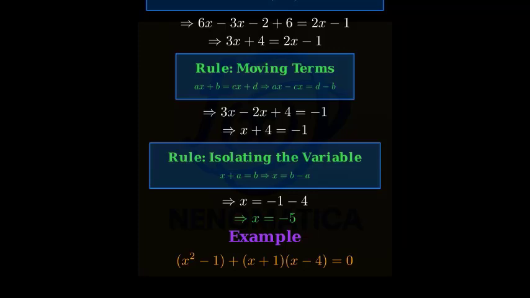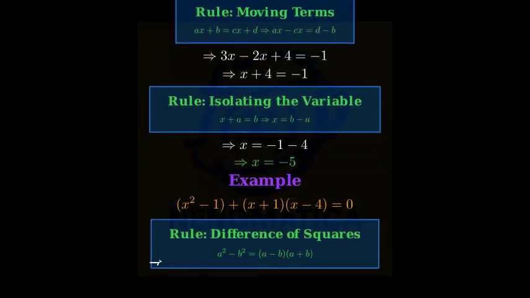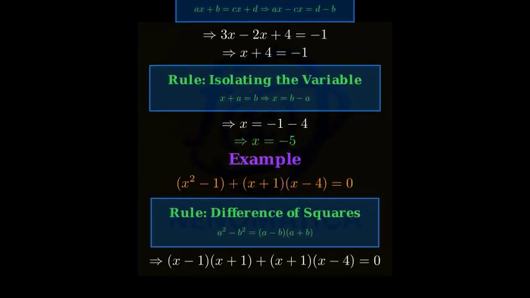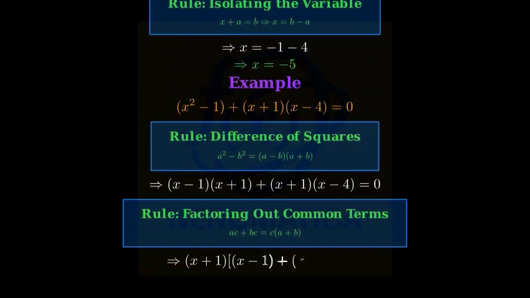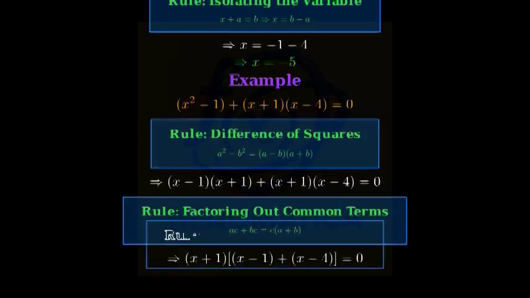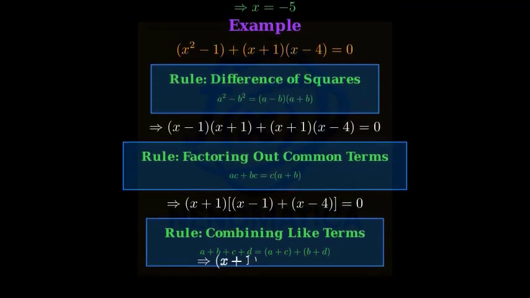Now we can see that both terms have a common factor of (x plus 1). Let's factor it out. Let's simplify the expression inside the brackets by combining like terms. We have x minus 1 plus x minus 4, which equals 2x minus 5. Now we can use the zero product property, which states that if a product equals 0, then at least one of the factors must be 0. So our equation has two solutions, x equals negative 1 and x equals 5 halves.